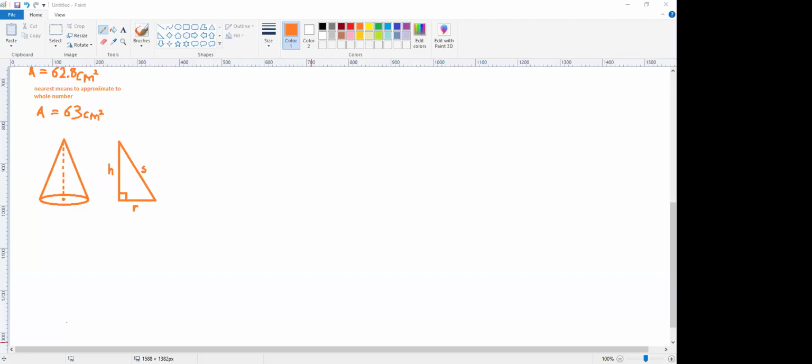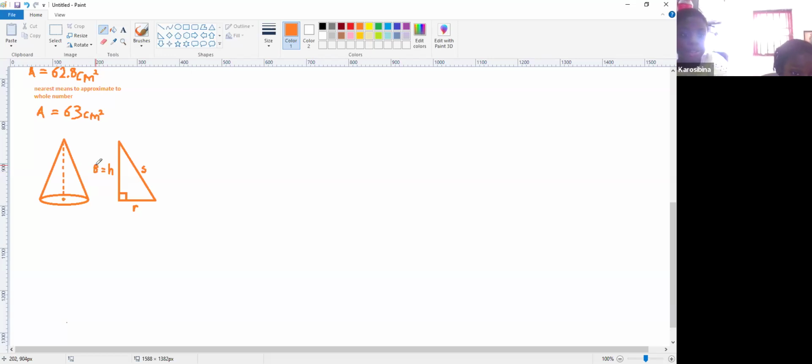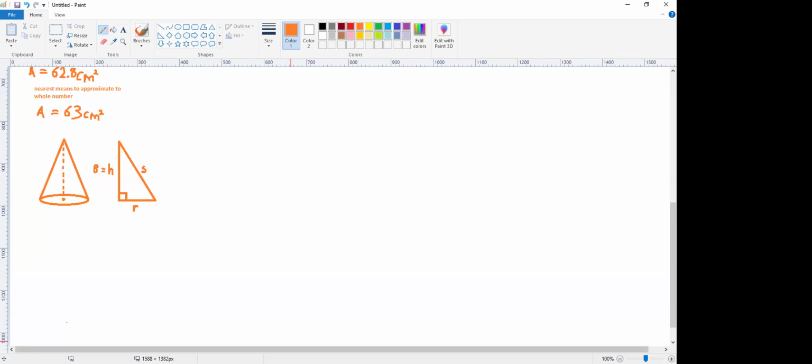Now, let's go back to the question. The question told us that a cone is 8 cm high. What does that tell me? That this h is equal to what? 8 cm. Did you get that? Yes, sir. That's number one. Number two, it told us that it has a base diameter. Diameter is 2 times the radius. Always remember, diameter is 2 times radius.